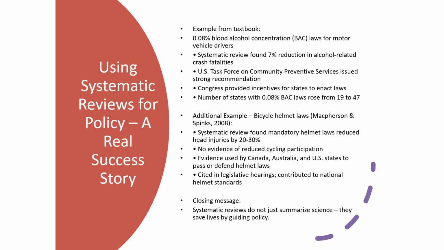The U.S. Task Force on Community Preventive Services issued strong recommendations. The National Safety Council provided a summary to Congress. Congress provided incentives: states that didn't pass a 0.08% law risked losing federal highway construction funding. The number of states with these laws rose from 19 to 47. That is how a systematic review changed policy.